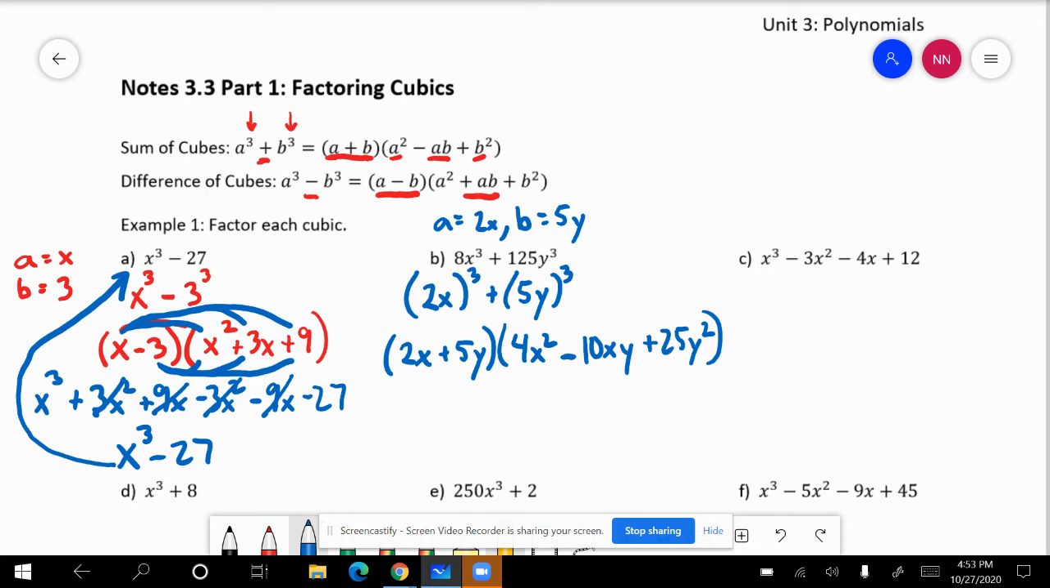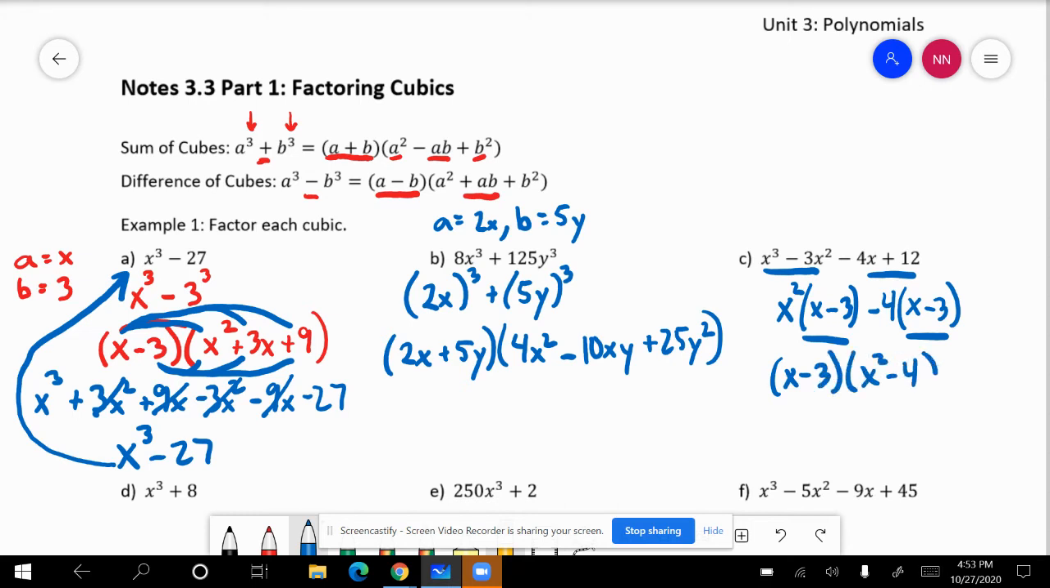Looking at letter C, this is a cubic, but it's a little bit different. Notice it has 4 terms. Whenever it has 4 terms, we factor it by grouping. We factor the first two. They have an x squared in common, and what's left over is an x minus 3. Then the second two, they have a negative 4 in common, and that gives us an x minus 3. We notice that they both have an x minus 3 in common, so we factor that out, and we're left with x squared minus 4. Now the x squared minus 4 is a special factoring pattern that factors as x minus 2 and x plus 2.